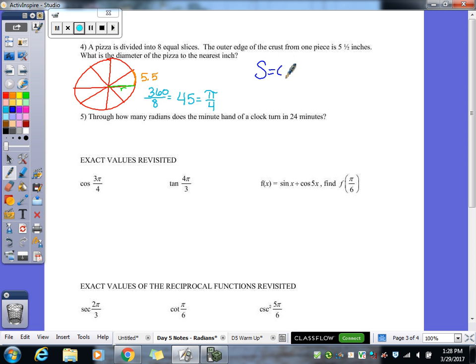Now we can use our formula. We're going to put 5.5 in for S. Pi over 4 goes in for our theta. We're looking for our radius. You'll get a decimal that will round to the nearest whole number.